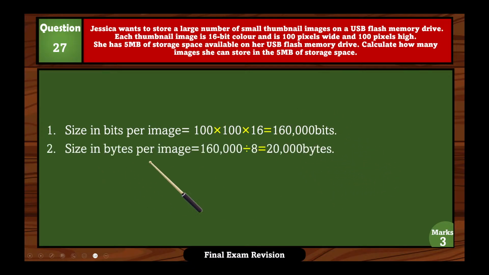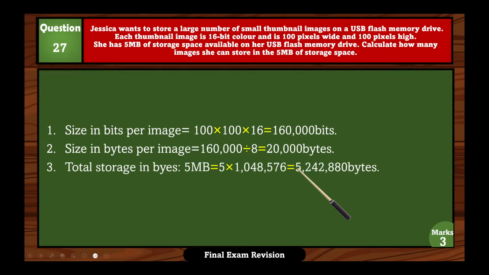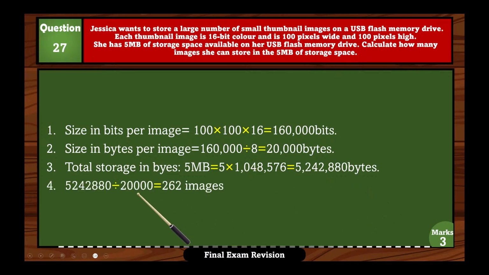Next we need to convert this to bytes, right? The size in bytes per image is what? We just divide the number by 8 and you will get the bytes. So this many bits is equal to 20,000 bytes. Next, we need to calculate the total storage in bytes. So how much total storage do we have? 5 MB is equal to 5 multiplied by this number, and we get this many bytes. Then we divide this number by 20,000, and then we know the number of images that can be stored in the USB.